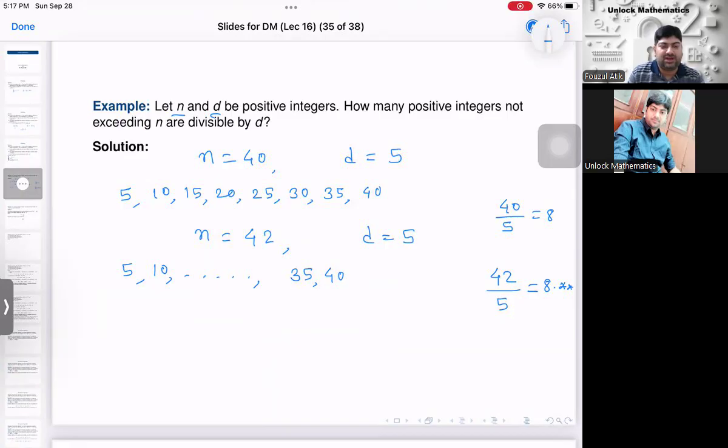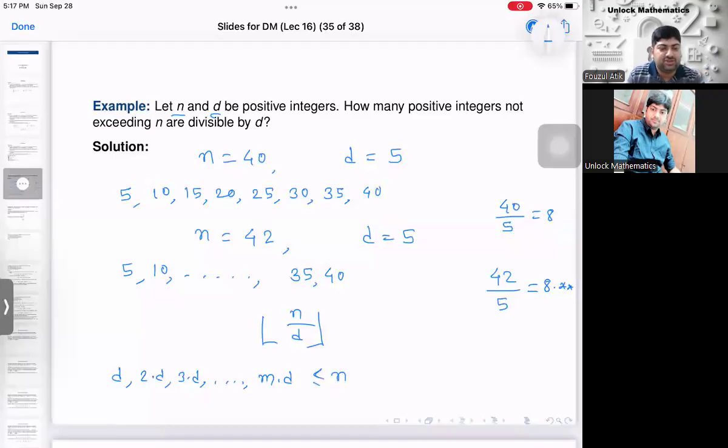Therefore, can you guess what the answer should be? Yes, it is the floor function of n by d, because n by d may not always be an integer, but you have to get how many positive integers are there not exceeding n but divisible by d. In general, all the integers divisible by d are of the form d, 2d, 3d, and so on up to m times d. But your condition is that the largest among them should not exceed n.